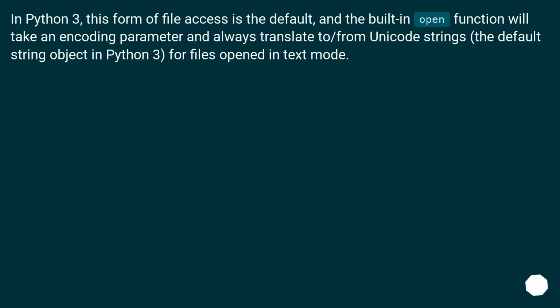In Python 3, this form of file access is the default, and the built-in open function will take an encoding parameter and always translate to/from Unicode strings, the default string object in Python 3, for files opened in text mode.